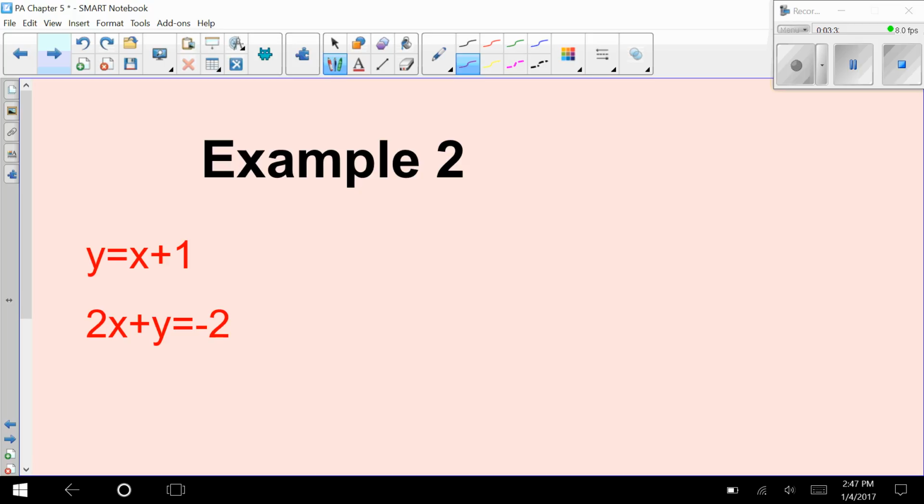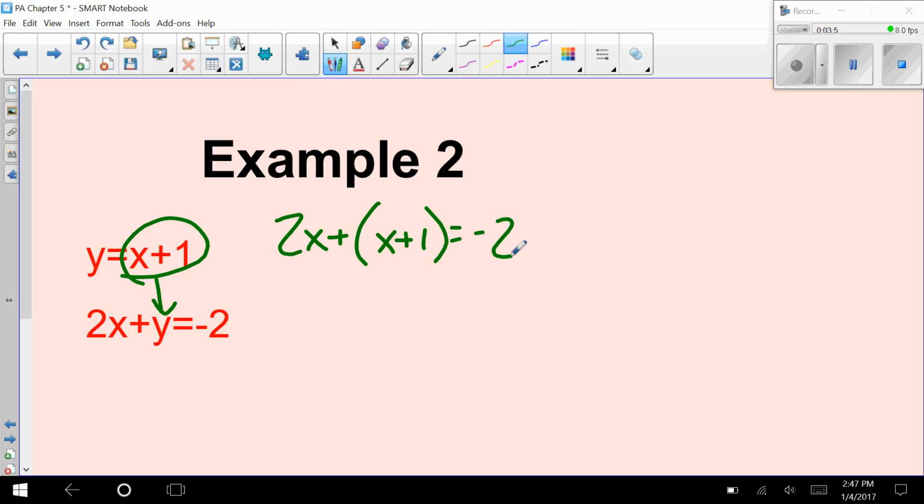Now let's try the second example. Y equals x plus 1 and 2x plus y equals -2. Well, again, we have one of our equations solved already. Y equals x plus 1, we're going to plug that into y. So we're going to write 2x plus, we're going to replace y with x plus 1 equals -2. These parentheses in this case aren't doing anything, so I can write it without.